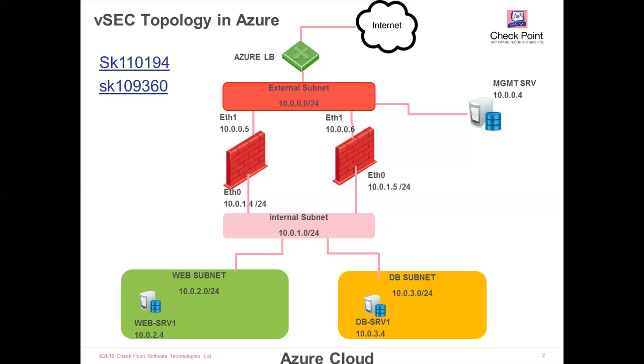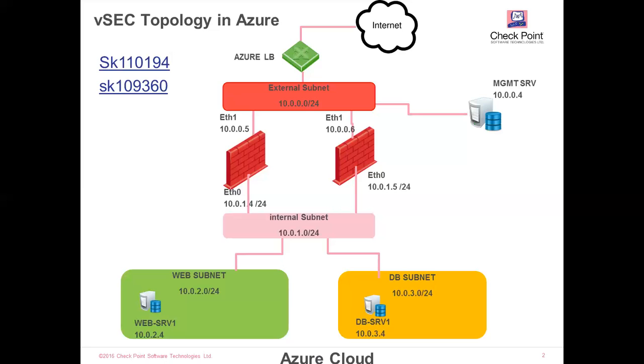Now I'll tell you one thing. Let's suppose I have the management server in the Azure environment. If I don't have Express Route connectivity, the only way for me to connect to the management server is the public IP. So on the management server I'll have the public IP, but it is not that on the external interface you should have the public IP.